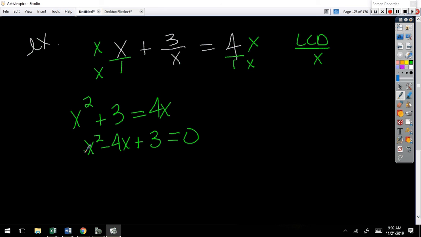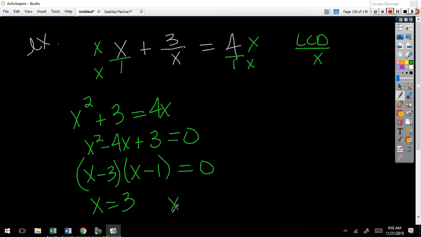I can factor it. Easy because there's no leading coefficient here. So what multiplies to 3? But that's the same one again. I'm getting them out of the book. I'm using ones that do work out nice. The first one I did make up. So my two solutions are 3 and 1. Does that make sense?